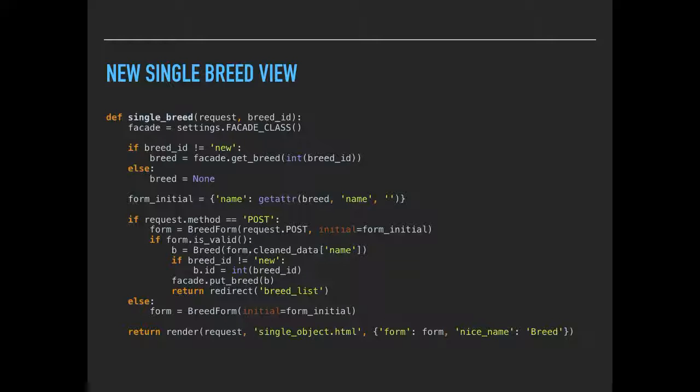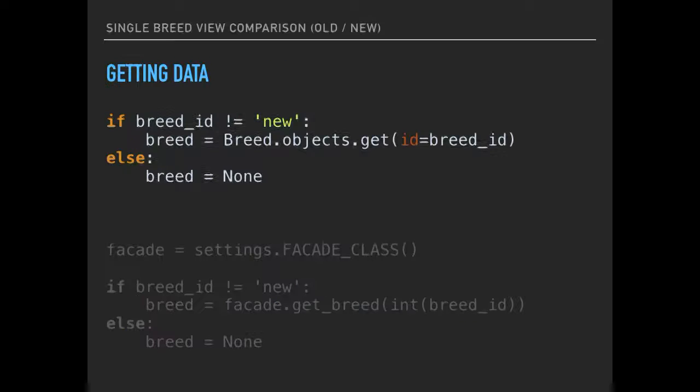So I've looked at a view which is already using the facade, and we can see as we change the facade backends out, we don't have to change the view. But how do you convert from the old way into this style? So this is the new single breed view. And I'll go through and just compare it to the old way.